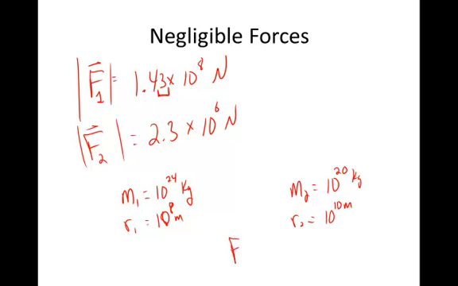Since the force of gravity depends on mass over radius squared, this force is going to be 10 to the 4 over 10 to the 2 squared smaller. And actually this should be negative, and so this is going to be roughly 10 to the 8 times smaller than that force. Clearly something that we can ignore.